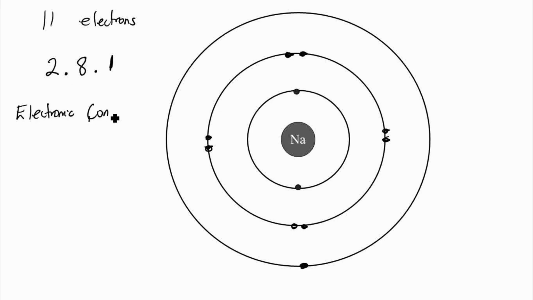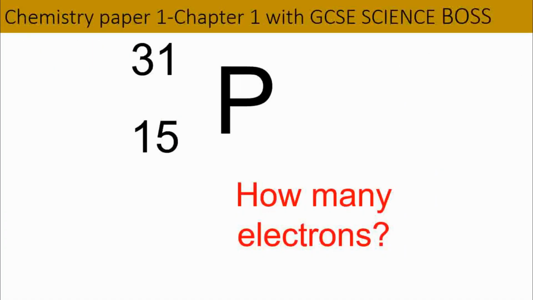Okay. So if you're asked in the exam, what's the electronic configuration of sodium? All right, go to the periodic table. You would see that sodium is 23, 11. So you're going to use this to work it out. So it's going to be 2, 8, 1. Too easy. Okay. Good. Let's move on.